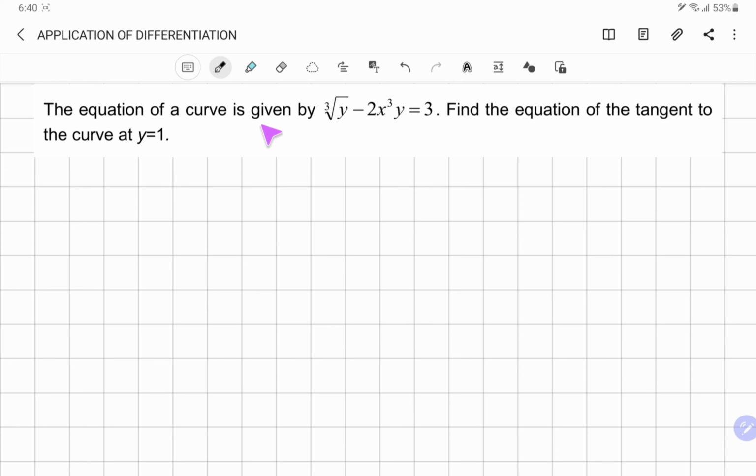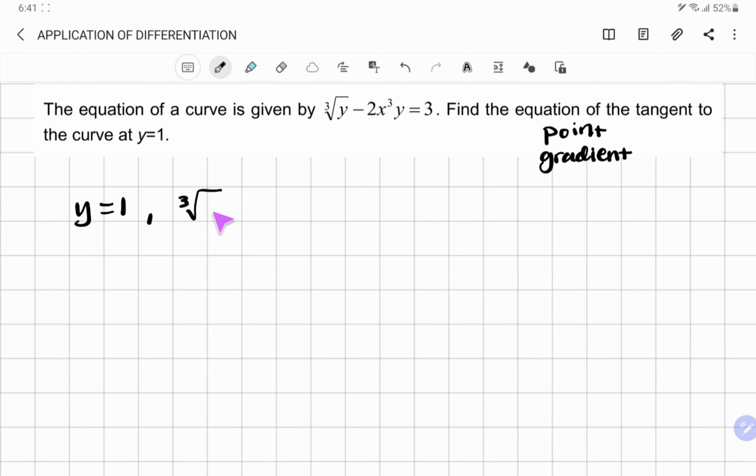The equation of a curve is given by cube root of y minus 2x cubed y equals 3. Find the equation of the tangent to the curve at y equals 1. To form an equation of the tangent, we need to have a point and also a gradient. Let us find the first one, which is the point. Since we are given y equals 1, substitute into the equation to find the value of x.